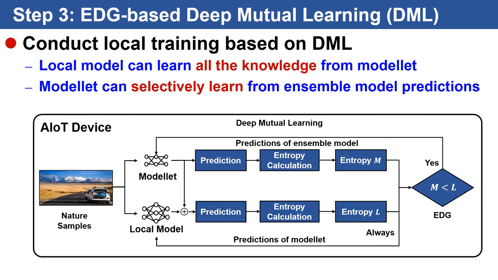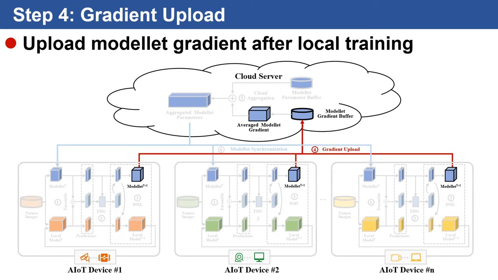The fourth step is gradient upload. At the end of local training, an IoT device will upload its modulate gradients to the cloud server, which are stored in the gradient buffer as shown in the figure. The collected gradients will then be averaged to derive an aggregated modulate.